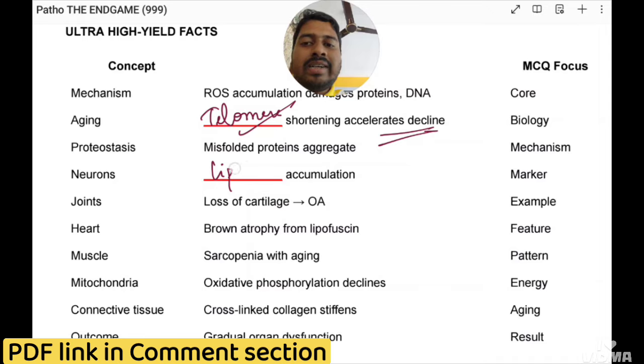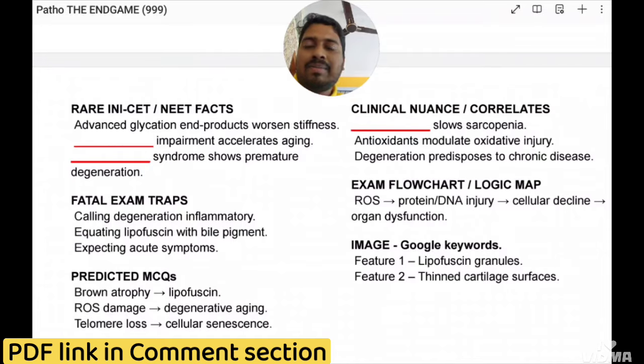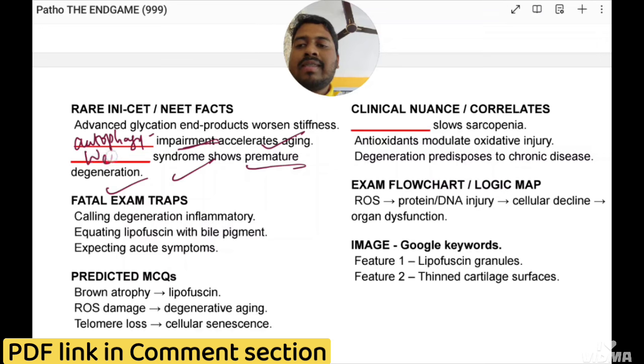Neurons, what accumulation in neurons causes degeneration? That is lipofuscin. Its accumulation is a marker, not a cause. It's a marker that aging or degeneration is taking place. What impairment accelerates aging? Autophagy. I told you autophagy is required for regeneration and healing. What syndrome shows premature degeneration? Werner syndrome. What slows sarcopenia? Exercise slows sarcopenia.